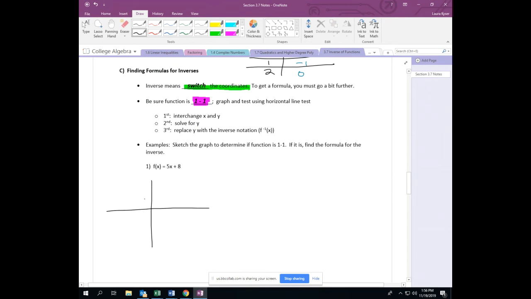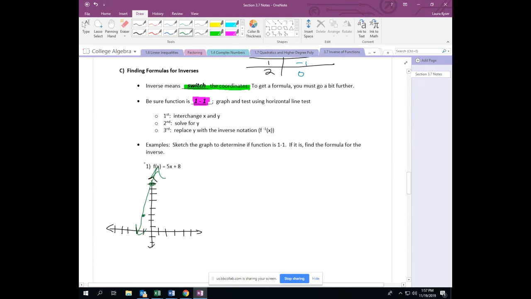This is a linear graph. I need to move this down to have enough room because it starts at 8. 1, 2, 3, 4, 5, 6, 7, 8. All right, so this original graph starts up here at 8, and the slope is 5. I can't go up 5, so I'm going to go down and to the left. 1, 2, 3, 4, 5, and to the left 1. There it is, right here. And then we connect.